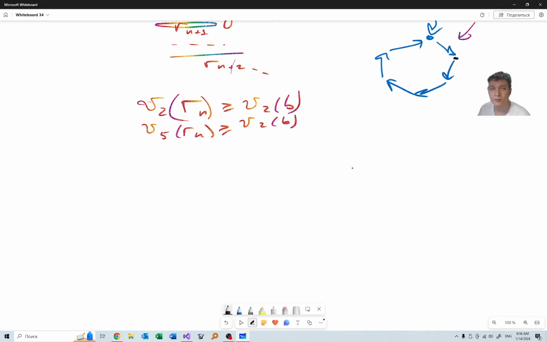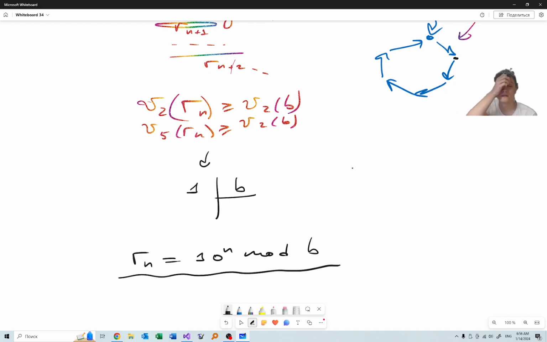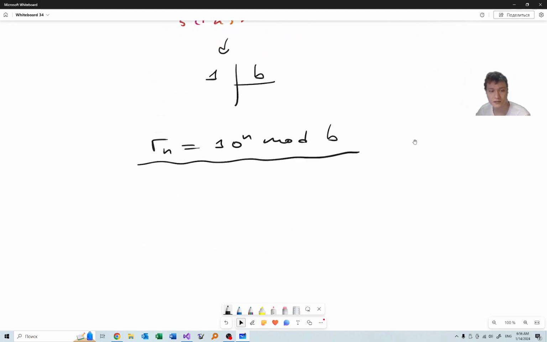Okay, but how to solve the problem? To solve the problem, we need to find out how we can quickly find the length of this period. Actually, you know in this case that Rn is simply 10 to the power of n mod B. So you need to find the first moment when these two residues are the same. So you need the moment when 10 to the power of n mod B is 10 to the power of m mod B.